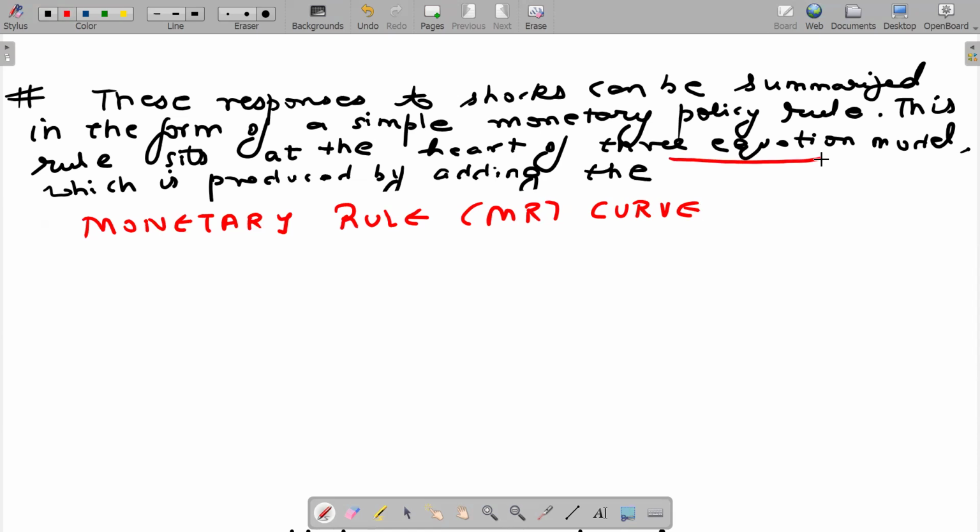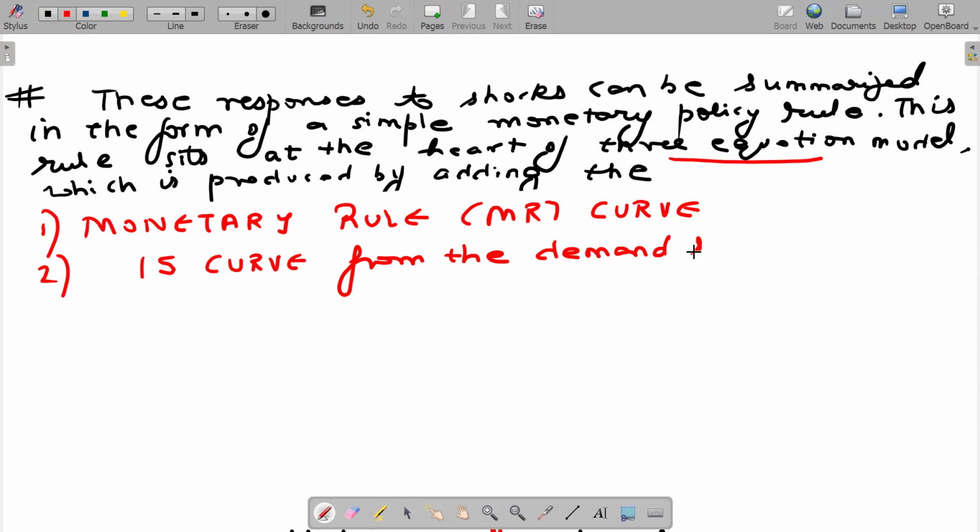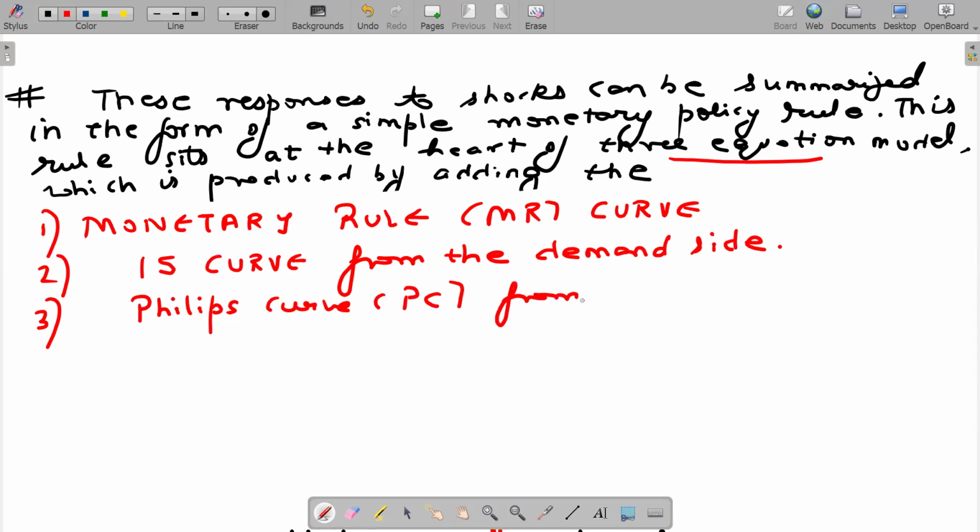The three equation model will contain the monetary rule curve. It is going to contain the IS curve from the demand side. And it is going to contain the Phillips curve, short form PC, from the supply side.